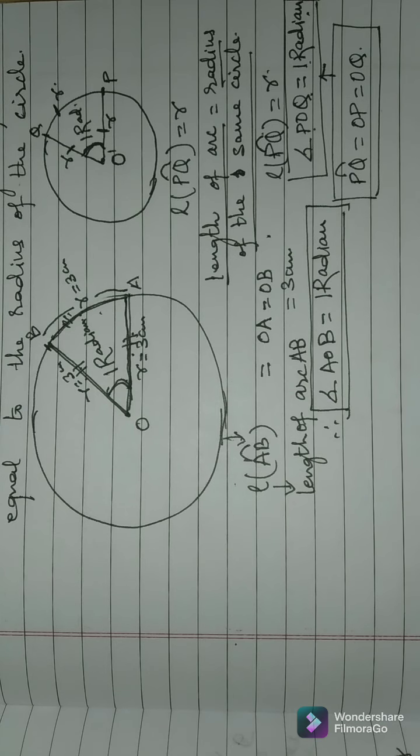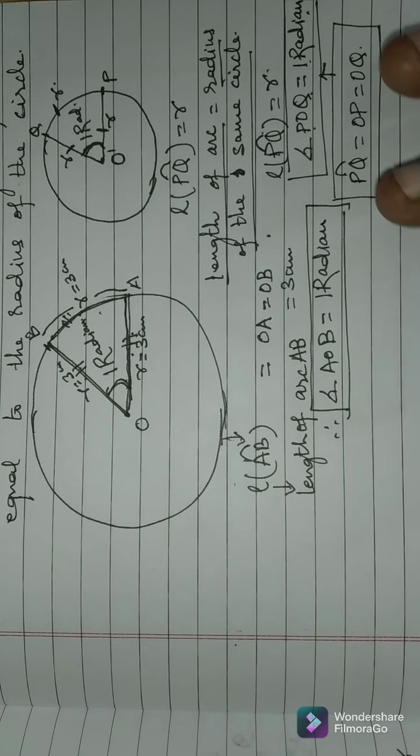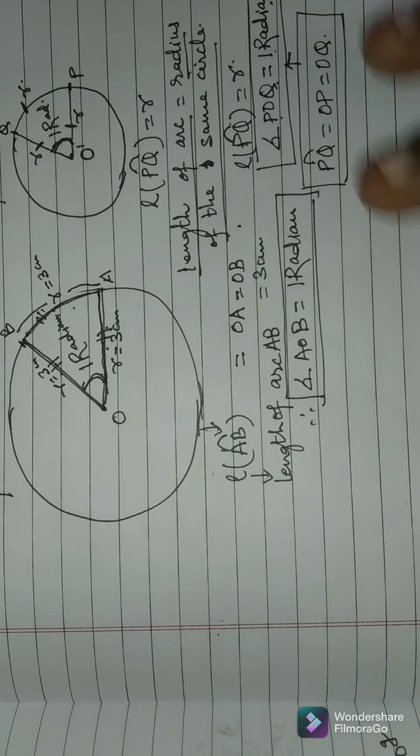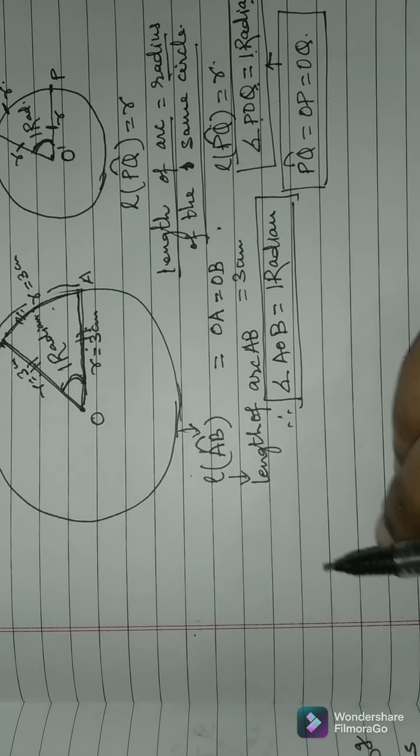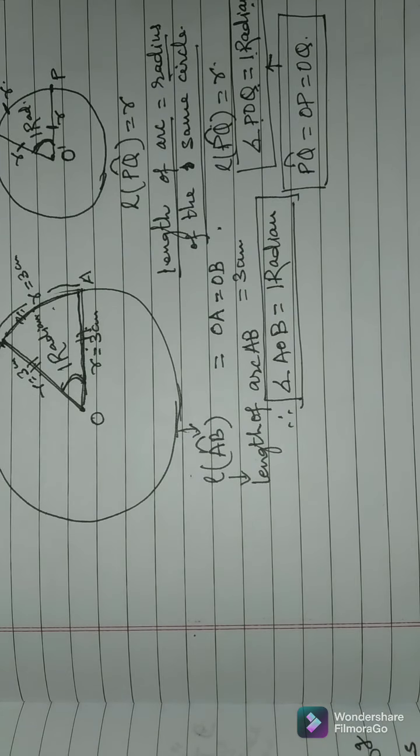So 1 radian is a fixed angle. So now I am coming to the proof of this, but before that I am explaining this. So note.